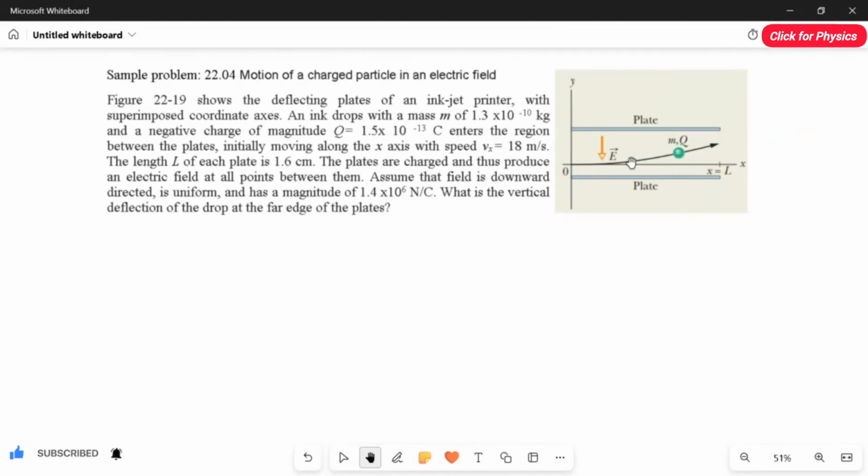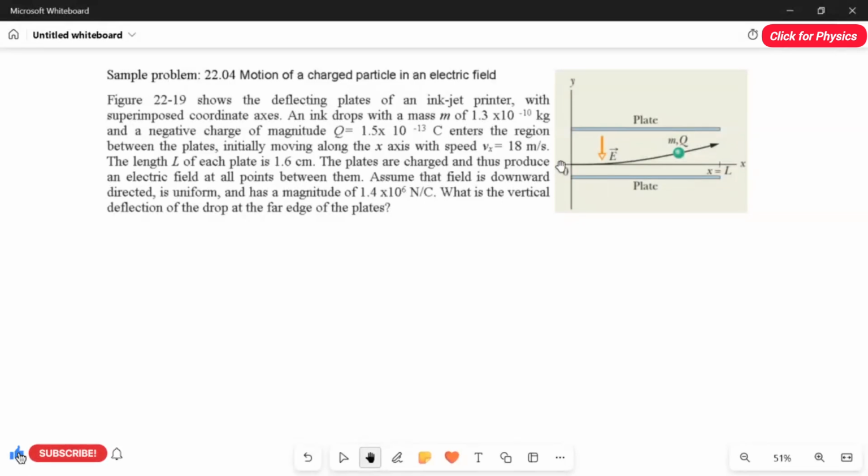Now, an ink drop, which is the green color here, has a mass of 1.3 × 10^-10 kilogram and a charge of 1.5 × 10^-13 coulomb, and it enters between these two plates. It travels with a speed in the direction of x of 18 meters per second. And the length of the two plates, from here to here, is 1.6 centimeter.